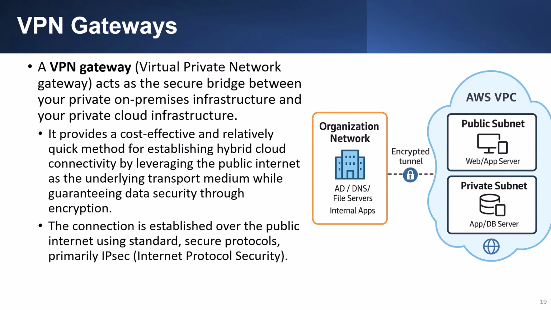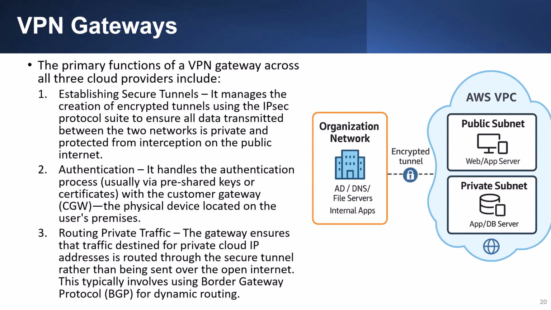A VPN gateway, Virtual Private Network Gateway, acts as a secure bridge between your private on-premises infrastructure and your private cloud infrastructure. It provides a cost-effective and relatively quick method for establishing hybrid cloud connectivity by leveraging the public internet as the underlying transport medium while guaranteeing data security through encryption. The connection is established over the public internet using standard secure protocols, primarily IPsec or Internet Protocol Security.